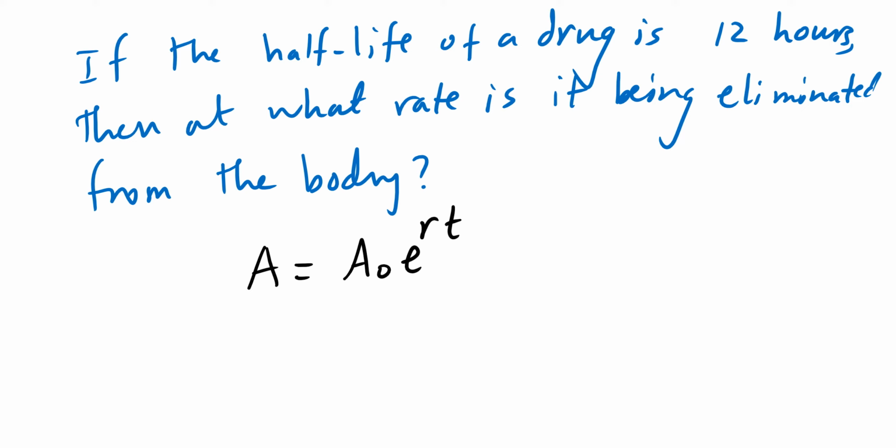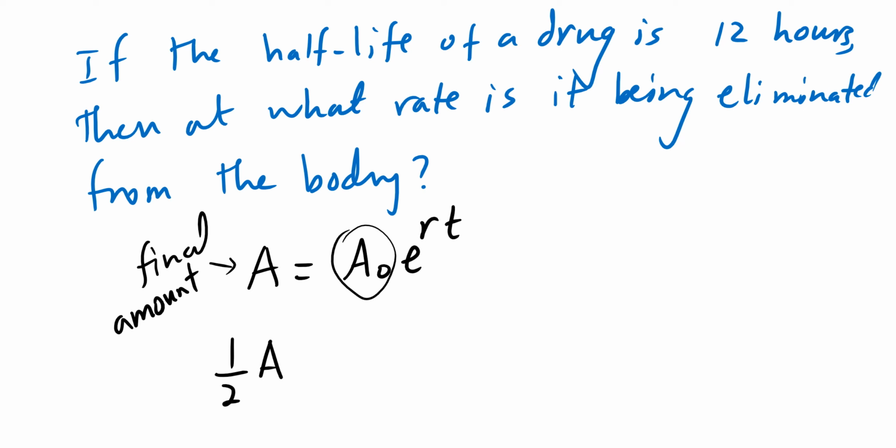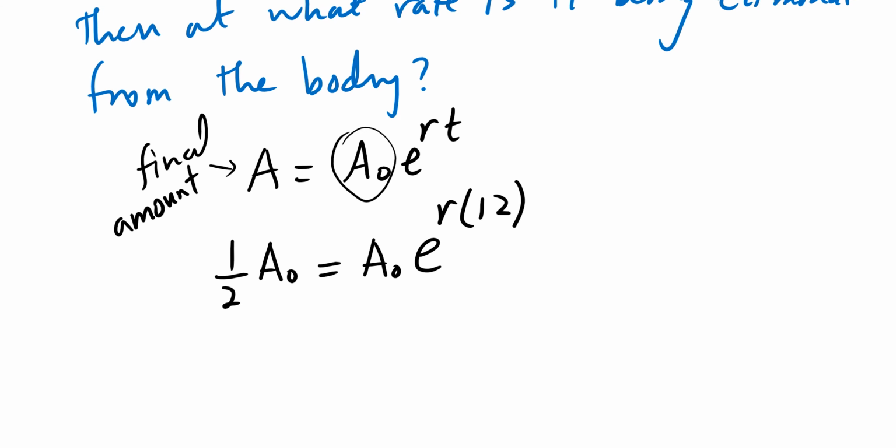Remember, this initial amount is going to decay down to half. So the final amount is going to become half the original, whatever we started with. So it's going to become 1/2 A sub 0. And we are looking for r, and t is 12 hours. So now the question is, how do I find r? Well, you can divide both sides by A sub 0. This will go away, so 1/2 equals e to the 12r.